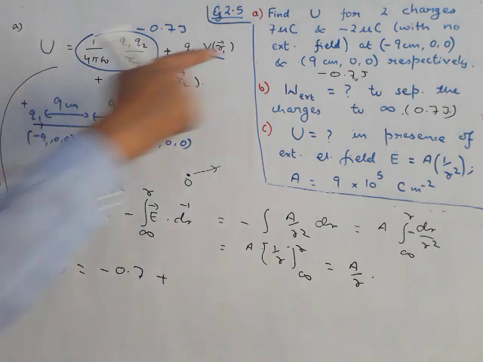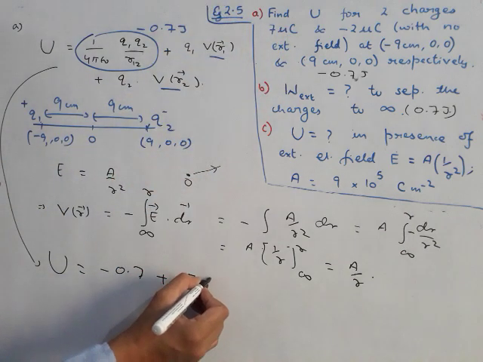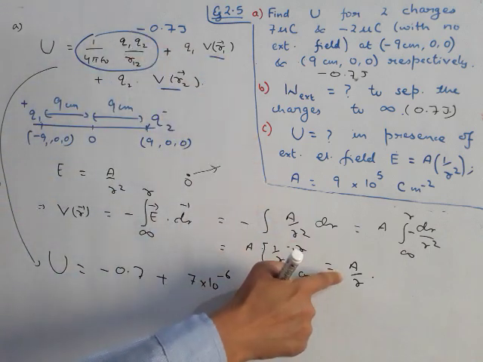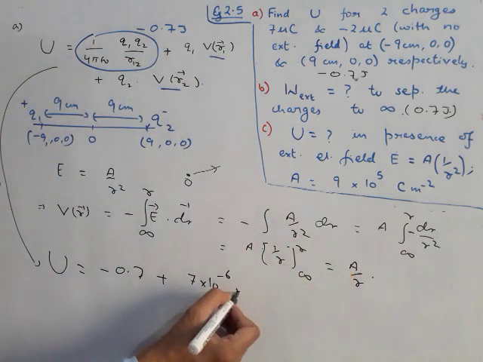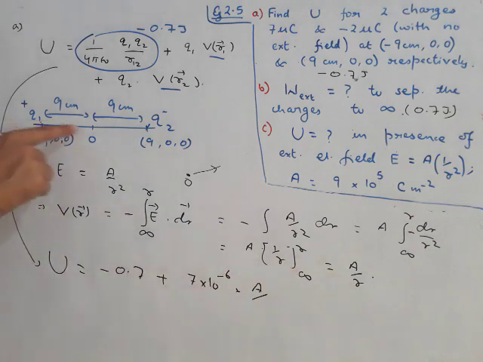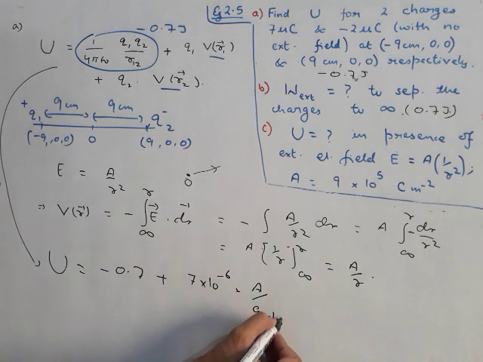What is our Q1? Q1 is 7 microcoulomb. 7 microcoulomb means 7 into 10 to the power minus 6 into VR1. VR1 will be A by R1, where R1 is the distance of this charge from origin. What is this distance? 9 centimeter. That means 9 into 10 to the power minus 2 meters. Is it clear, students? Then is any other term left?